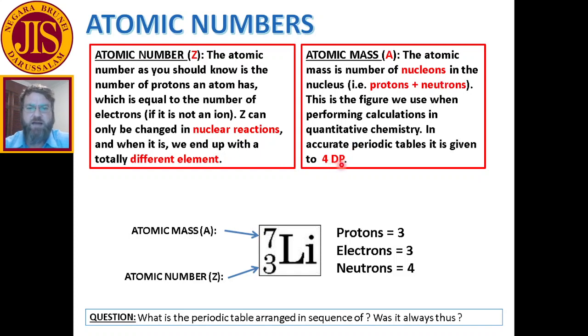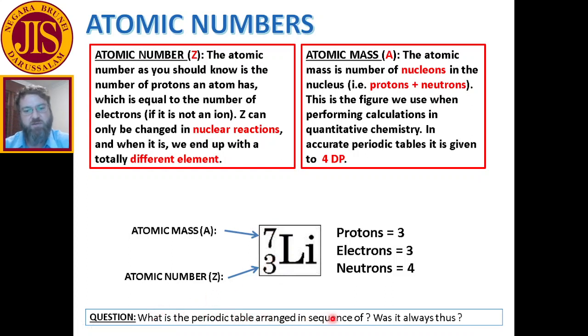If you use a really accurate periodic table, you see that it's sometimes given to 4 decimal places, and that's to do with the mass defect that we looked at previously, but also to do with averages that come about from isotopes, because you can have a variety of different isotopes. So the overall atomic mass is an average of all those isotopes. It doesn't matter which way around it is, because sometimes the bigger number is at the bottom, but the bigger number is always the mass number, and the smaller number is always the atomic number.